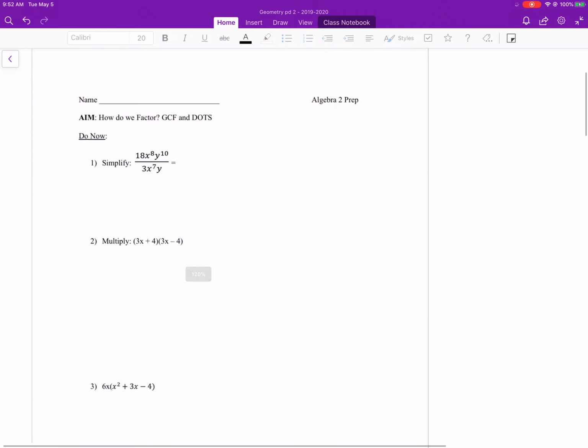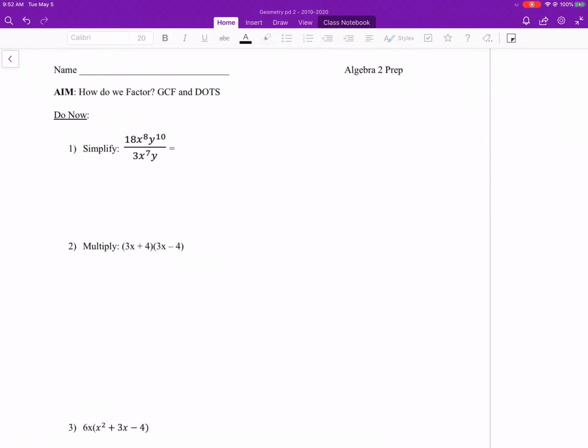Let's take a look at our do now. So the first one we have to divide. All right, you see that division bar? We have 18x to the 8th, y to the 10th, divided by 3x to the 7th, y. And remember that y is to the first power.